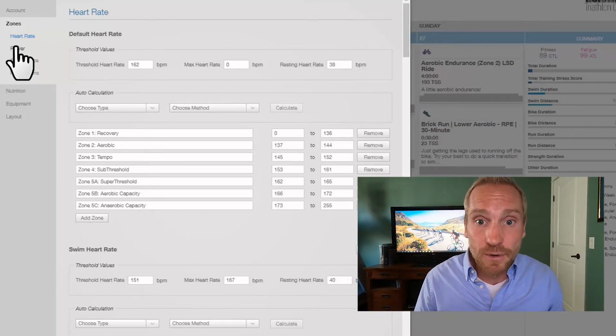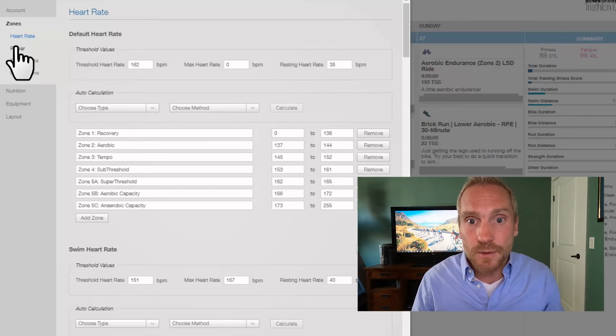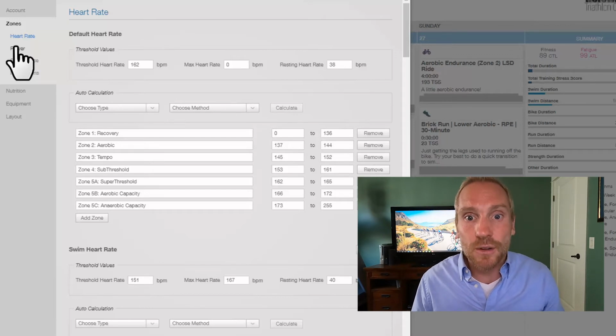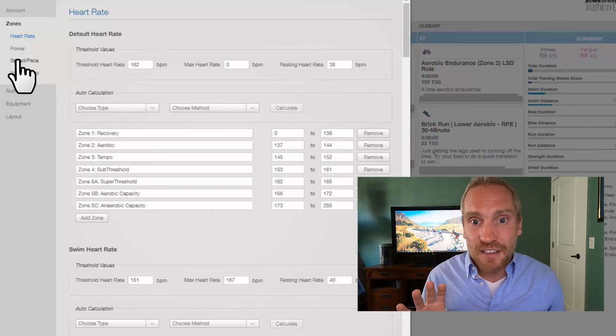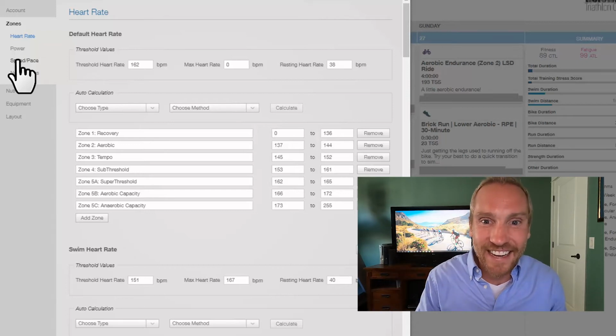Running, it's starting to come into its own with some power pods. But power is, again, the gold standard and what we try to set all our cycling zones by, sometimes running zones. Speed and pace is best for running. It's terrible for cycling, especially if you live in a hilly area like me.